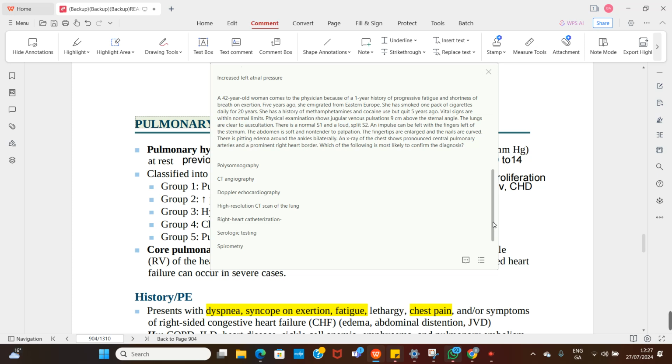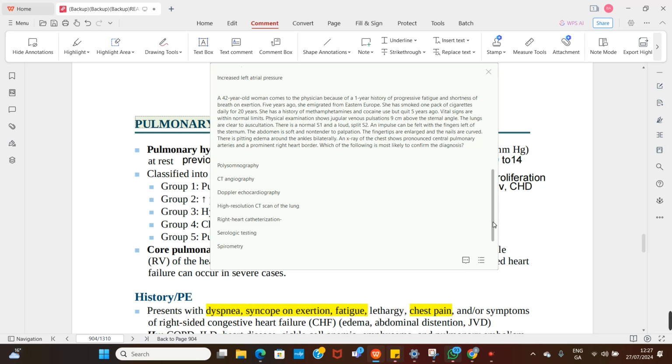A 42-year-old woman comes to the physician because of a 1 year history of progressive fatigue, shoulder or breast on exertion. 45 years ago, she emigrated from Eastern Europe. She has smoked 1 pound of cigarette daily for 20 years. She has a history of methamphetamine and cocaine use, but quit 5 years ago. Vitals are okay. There's elevated JVP.